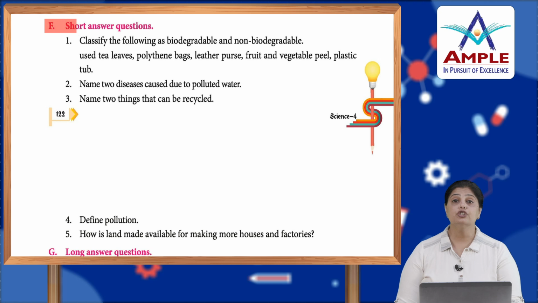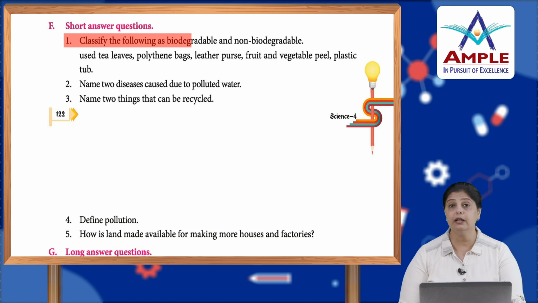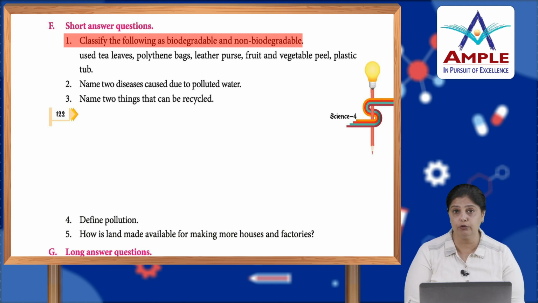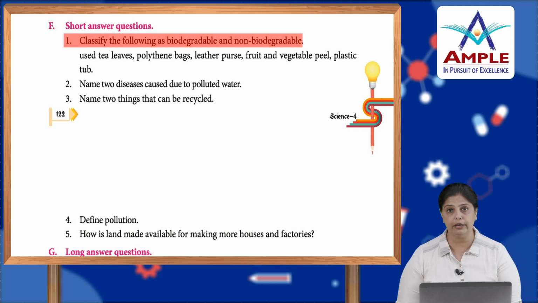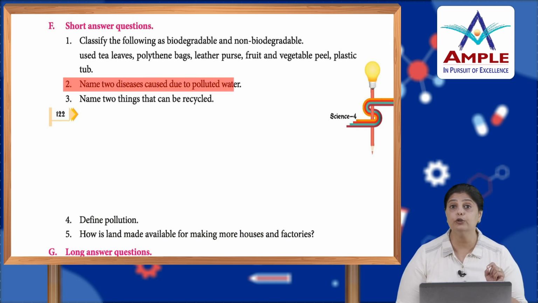Okay. Now, short answer questions. Quickly read the chapter and start answering these questions. You have to classify the biodegradable and non-biodegradable things. We have given you a list of things. You have to classify them as biodegradable or non-biodegradable: things like tea leaves, polythene bags, leather purse, fruit and vegetable peel, plastic tub. Then you have to name 2 diseases that are caused due to polluted water.